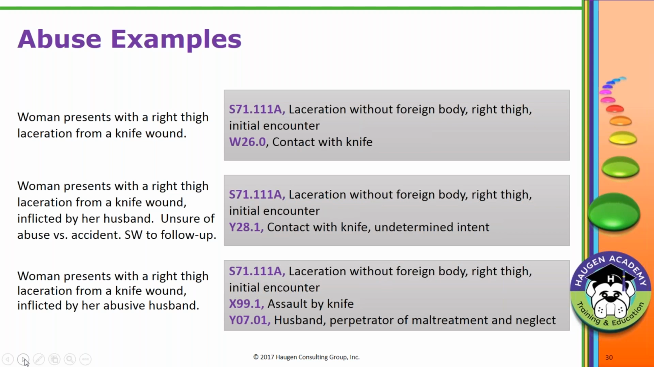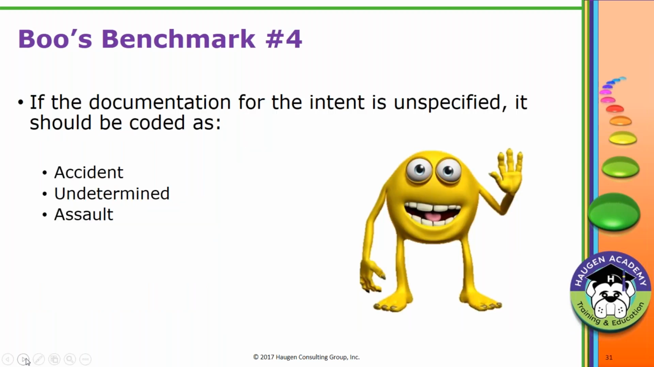Then you have another woman who presents with the right thigh lac, same injury still, and now the documentation says that it was inflicted by her abusive husband. And now you can see how the codes change here as well. We do have an X code for assault, there's your assault by a knife, and then we can apply that Y07 category, indicating the husband was the perpetrator. So again, hopefully that brings you full circle in understanding the different types of documentation and how your external cause coding could be changed because of it.